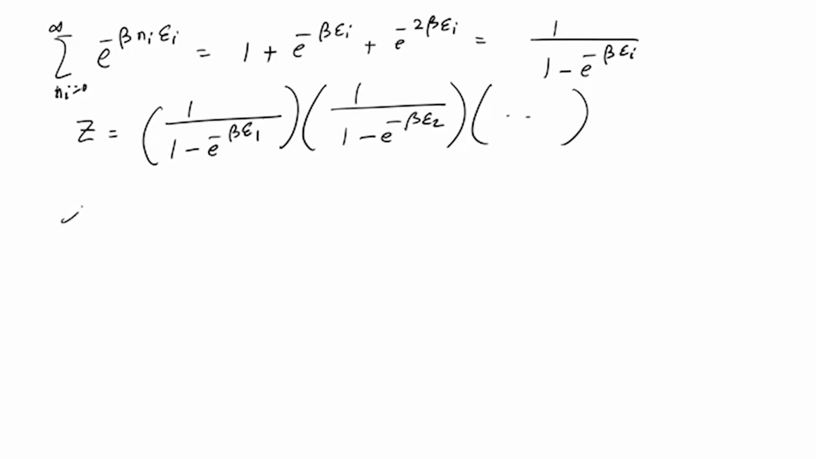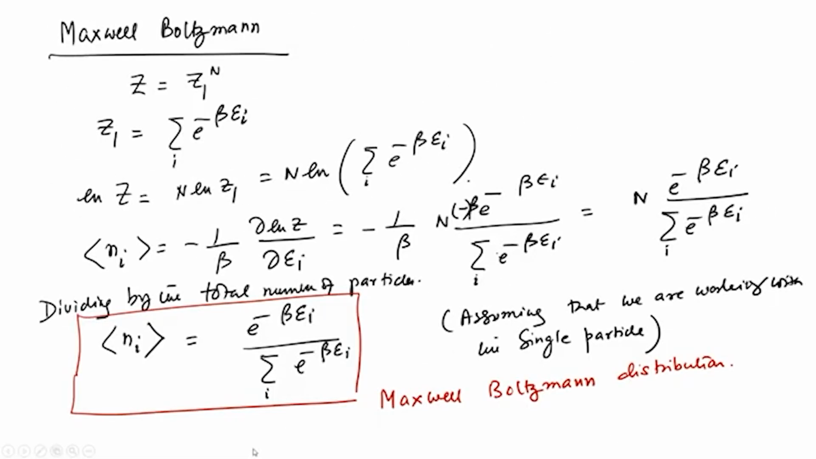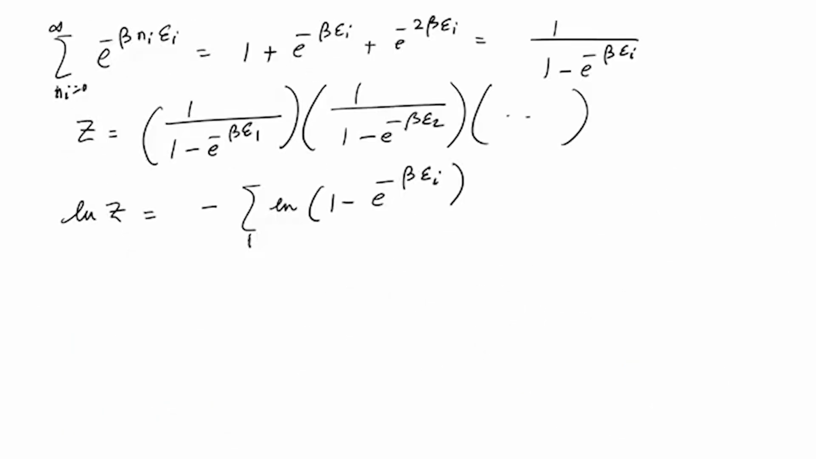So, what you can do is take a log of Z, and this is equal to a minus log of... so this is a product of this, and log of 1 is equal to 0. So this is minus log of 1 minus exponential minus beta epsilon I, and there is a sum over these i's. So that is the log of Z, and now our prescription is clear: we need to calculate this by taking a derivative with respect to epsilon I in order to get the average number of particles in a given energy state.